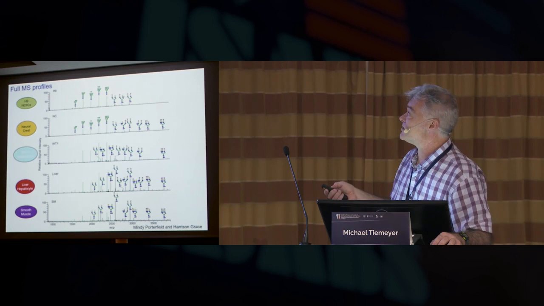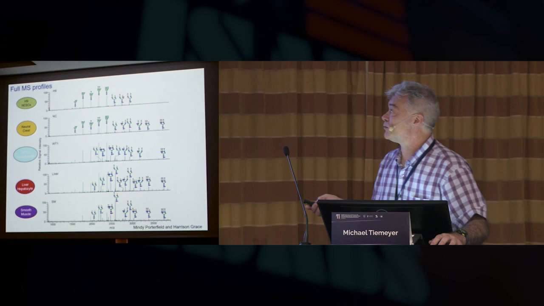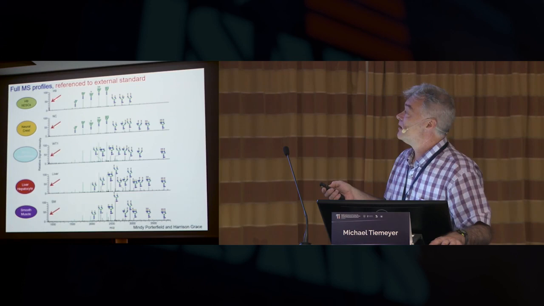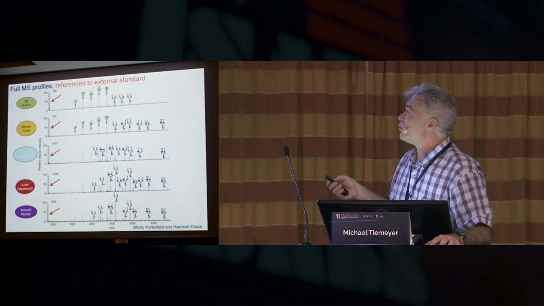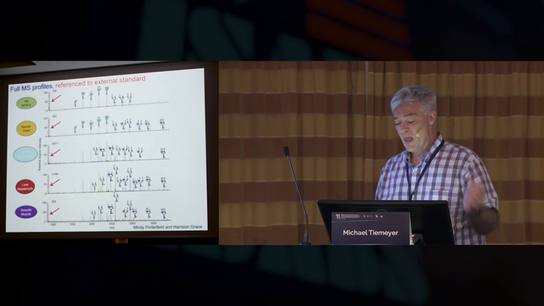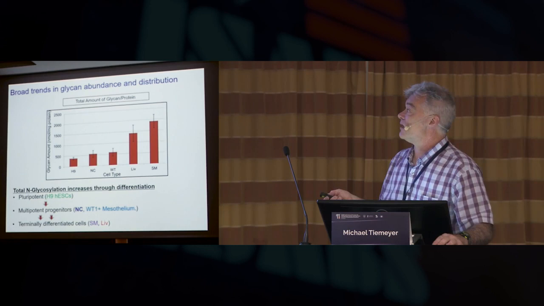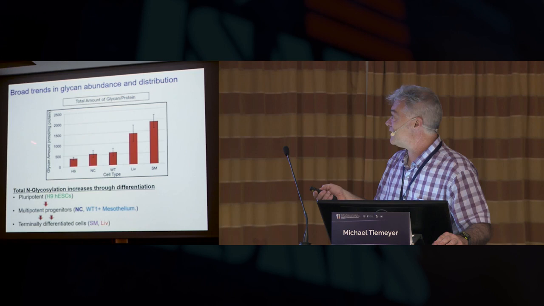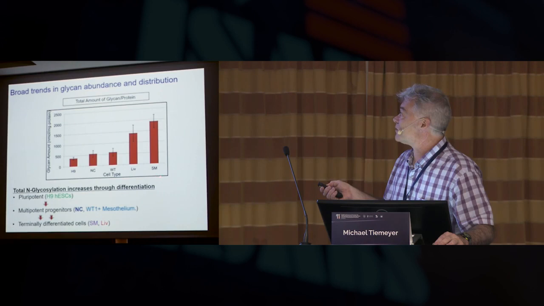So our approach, we'll dig down into these profiles a little bit more, but we routinely include in our analysis an external standard that we know how much we've added. This is also permethylated, and so we can refer the peak sizes of the released glycans to our external standard and derive quantification relative to that external standard. And this actually gave us our first real surprise in terms of analyzing these cell types, in that we did expect that as cells became more differentiated, so here now going from the H9 stem cell population to the more differentiated cells, we actually get more glycan per milligram protein as cells differentiate.